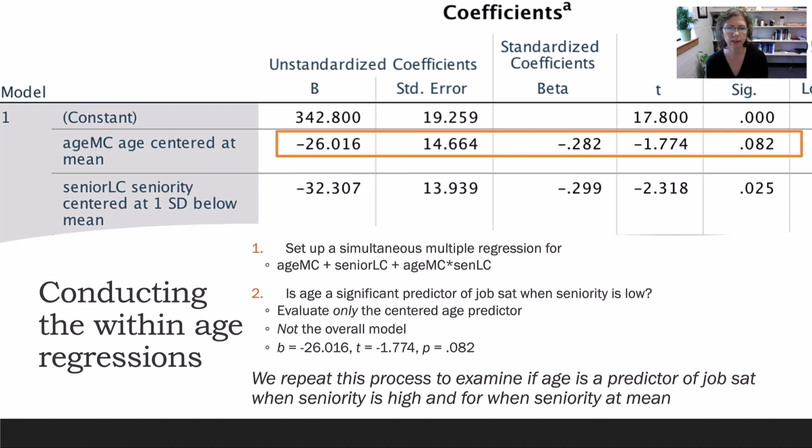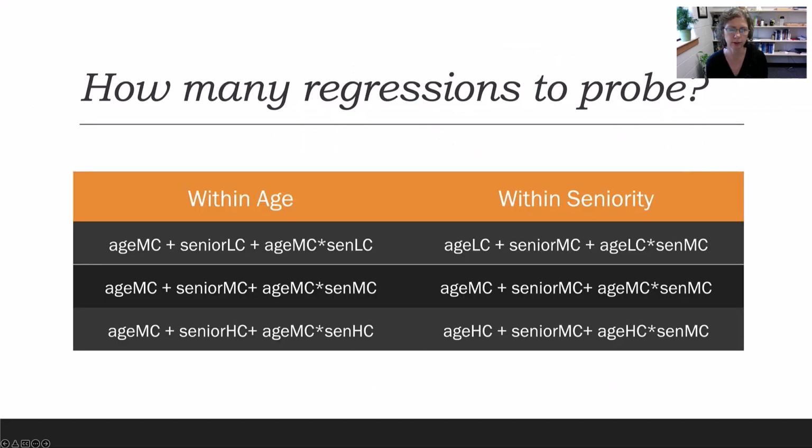So you would have to repeat this for when seniority is high and under the condition of seniority being at mean. So what does that mean for us on regressions? How many are we probing? Well, 6. We're looking at within age, so when age is the focal variable and seniority is the moderator. So we're looking at the relationship between age and job sat when seniority was low, when seniority was average, and when seniority was high.